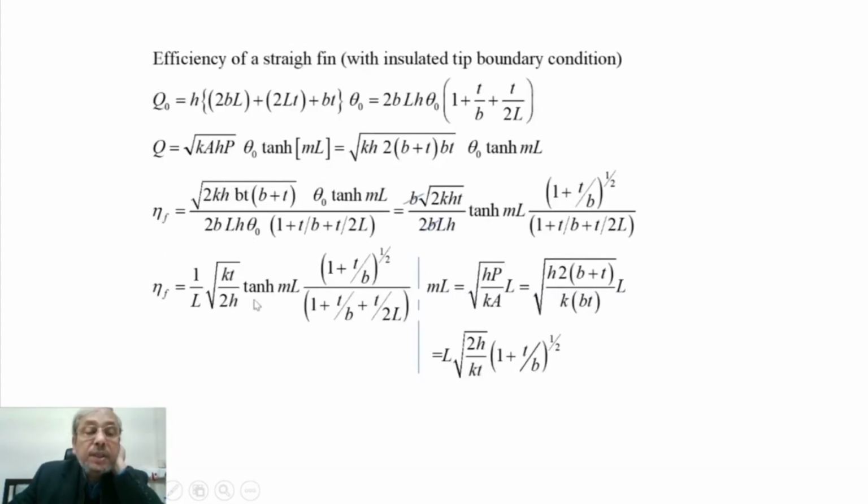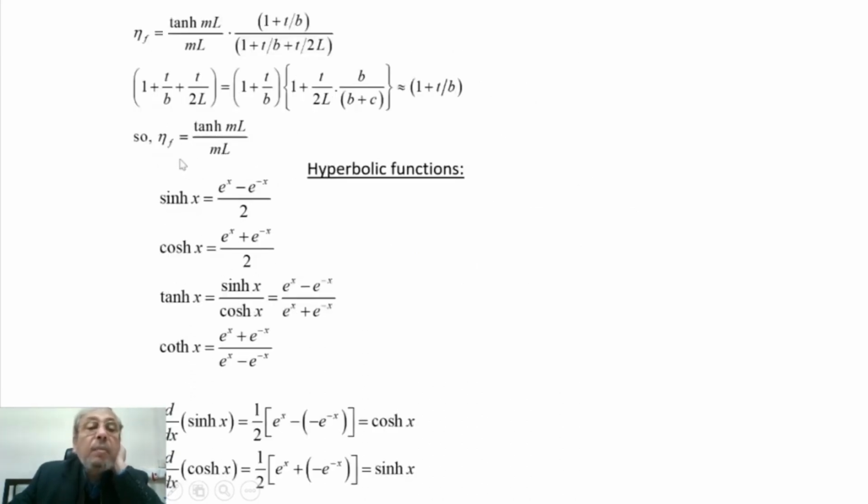This will constitute ml, and by ml into 1 plus t by b, 1 plus t by b plus t by twice l. Now 1 plus t by b plus t by twice l can be approximated as 1 plus t by b. This ratio is close to 1. So fin efficiency is given by tanh ml by ml.